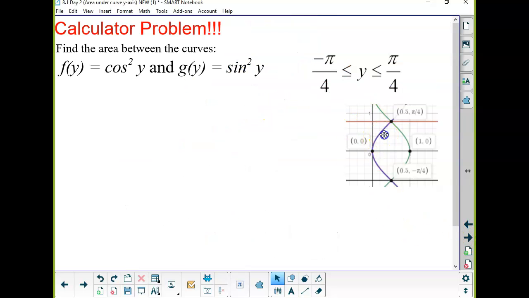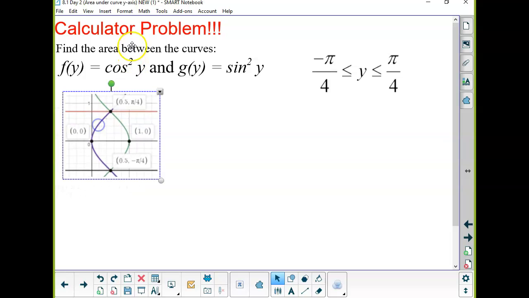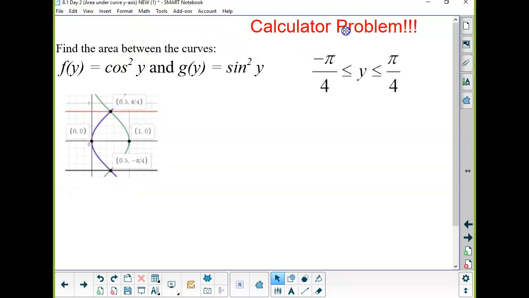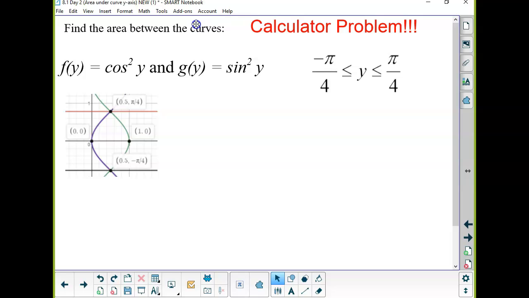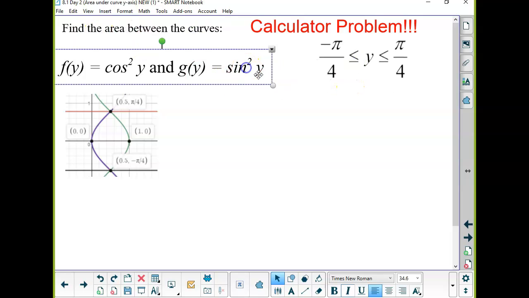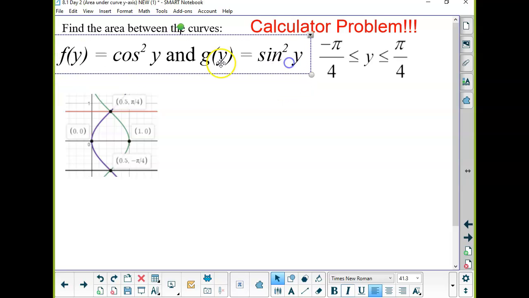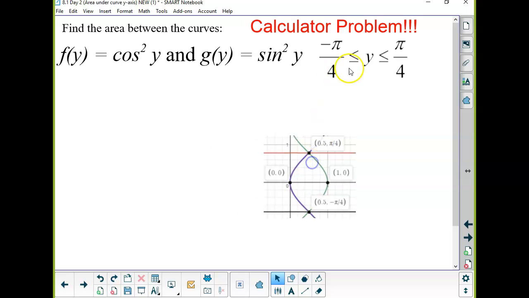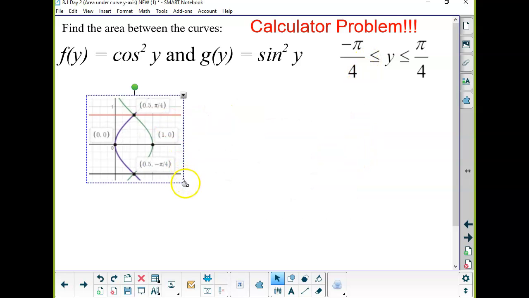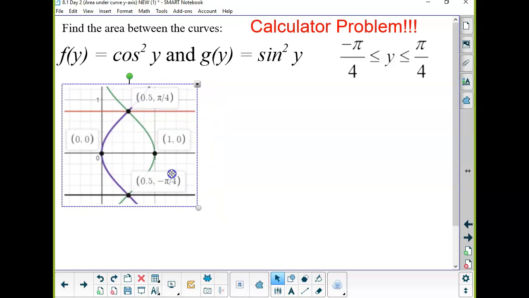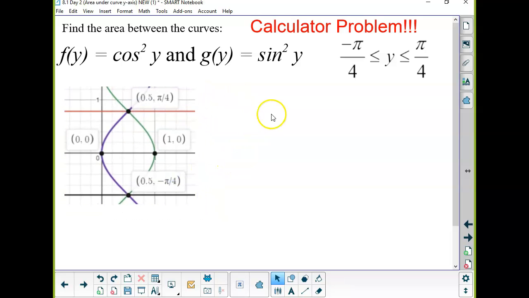Okay. I want you guys to, we're going to do this as a calculator problem. And our directions are find the area between the curves. However, they use function notation, which can be kind of confusing. And they give us a domain. Or really, this is kind of a range because it's the y values. But I want you to draw a really rough sketch of this. And we're going to set this up, and then we'll use our calculator to find the answer.